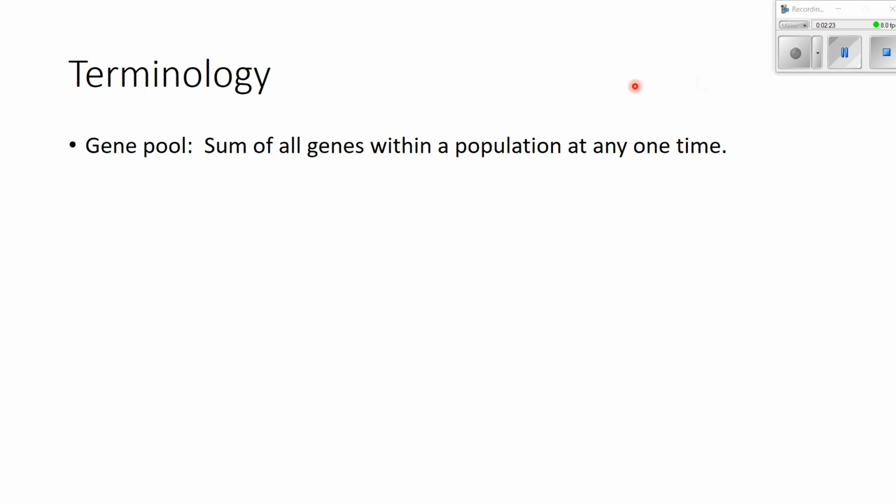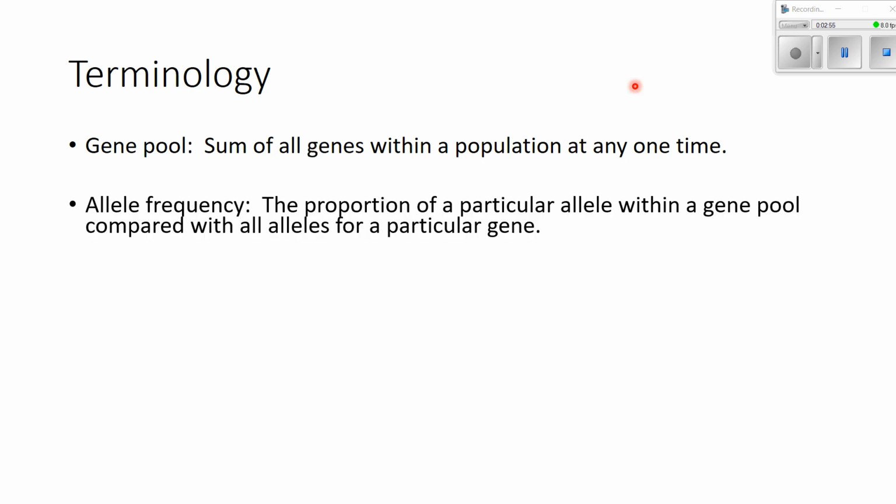Okay, as we move down the road in population genetics, you'll hear me use the term gene pool a lot. You've heard that term before, I'm sure. The gene pool is the sum of all the genes within a population at any one time, and very often it's used in a context where you're really only interested in the genes within that population for a particular trait. So I'll give you some examples in just a few minutes for how we might use that term.